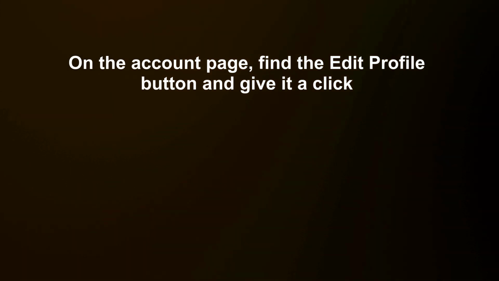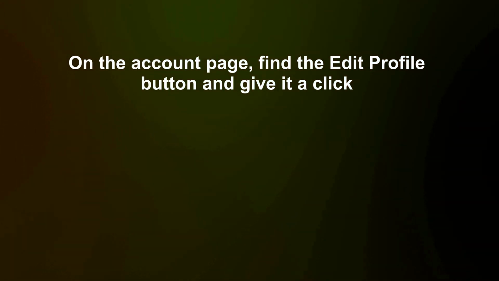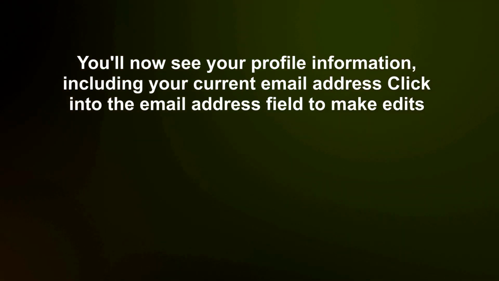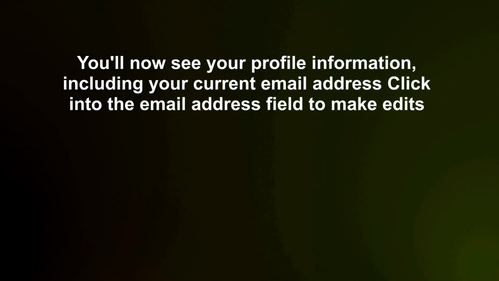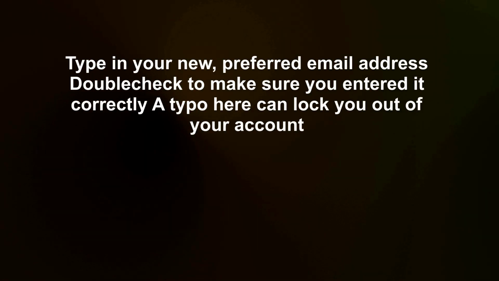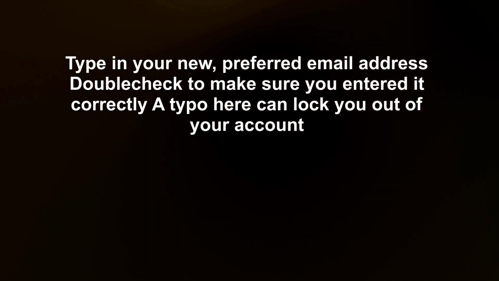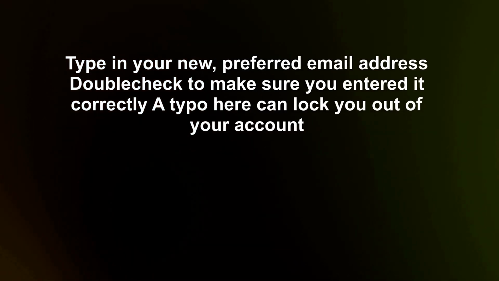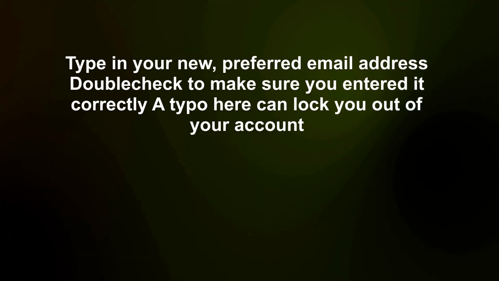On the account page, find the Edit Profile button and give it a click. You'll now see your profile information, including your current email address. Click into the email address field to make edits. Type in your new, preferred email address. Double-check to make sure you entered it correctly. A typo here can lock you out of your account.